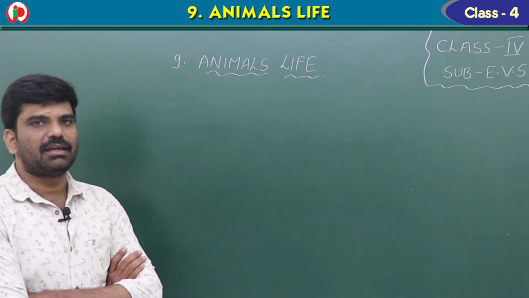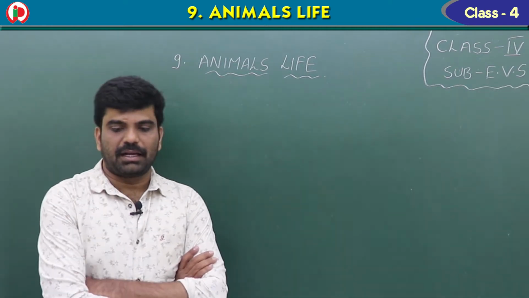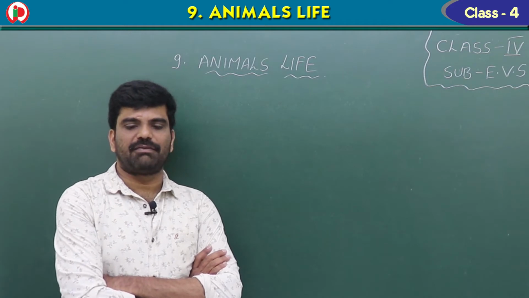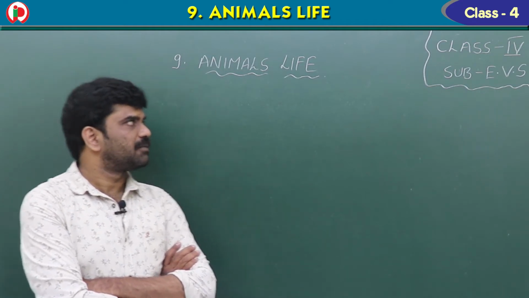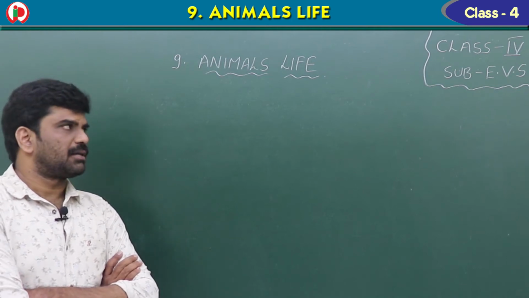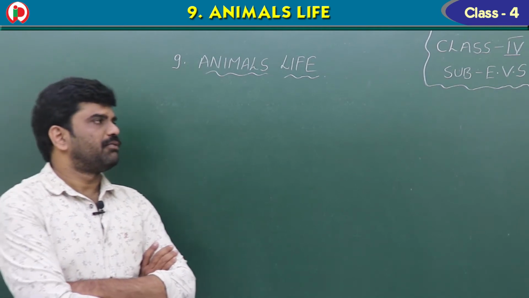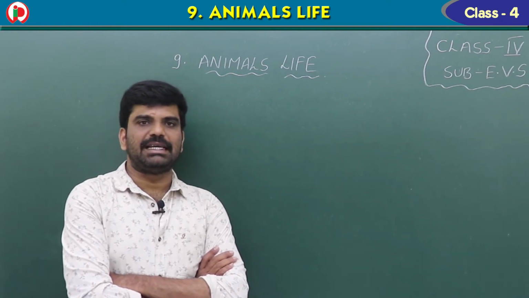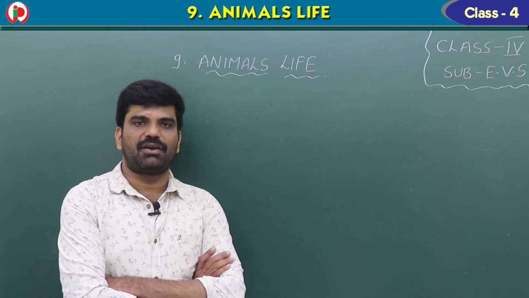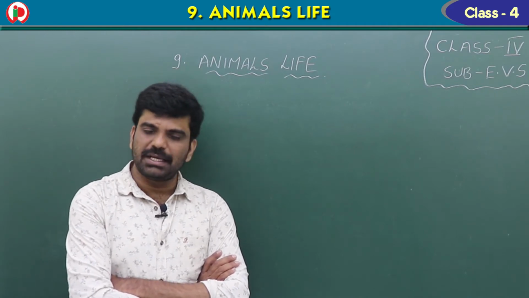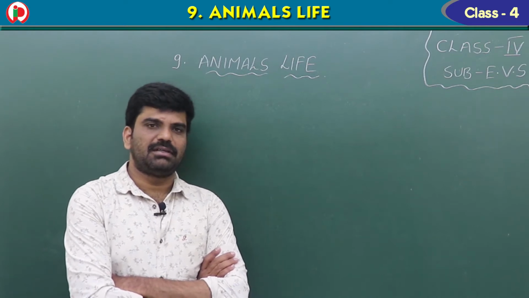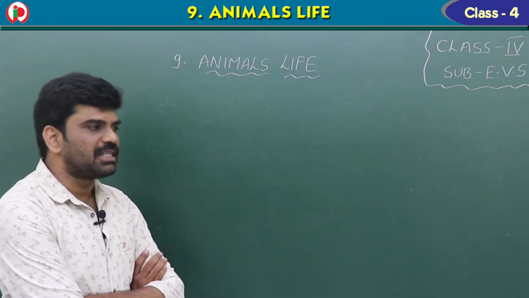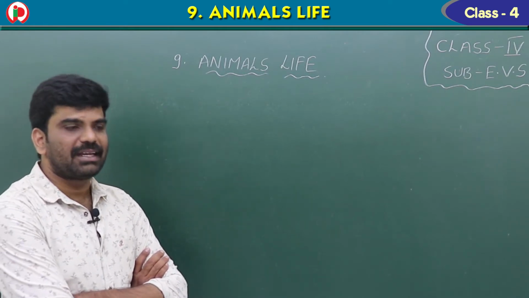What is that, children? Animal Life. Take page number 69. On the top you can see different types of animals. Before going to this lesson, I would like to ask a few questions, children. First of all, do you see any kind of animals around you? Say yes or no. Yes. So what are the common animals that you see in your surroundings?